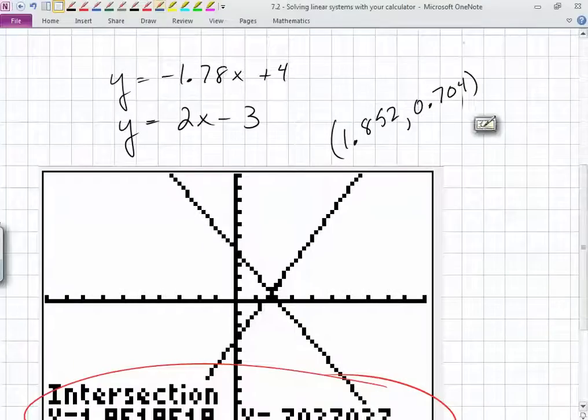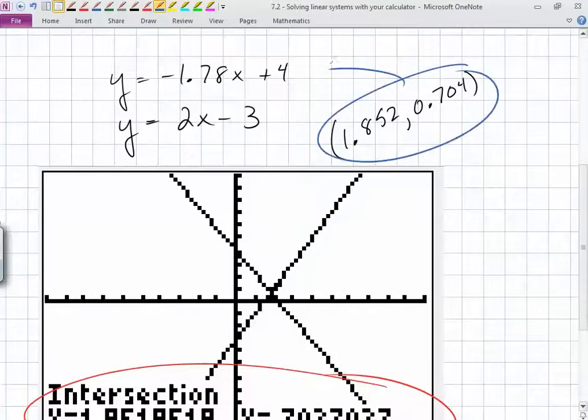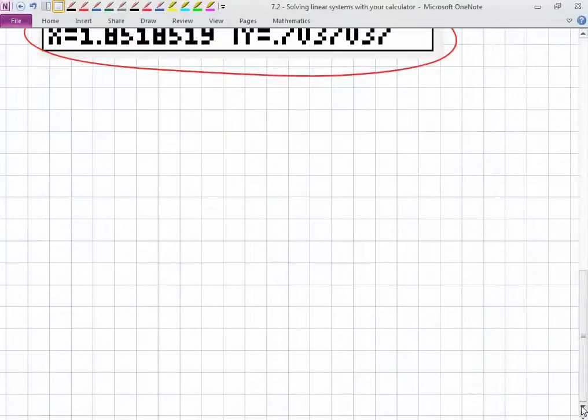Now you can check that answer by using your calculator and plugging this point into both to make sure it makes a true statement, which is the definition of a solution of a linear system. So let's look at one last example.